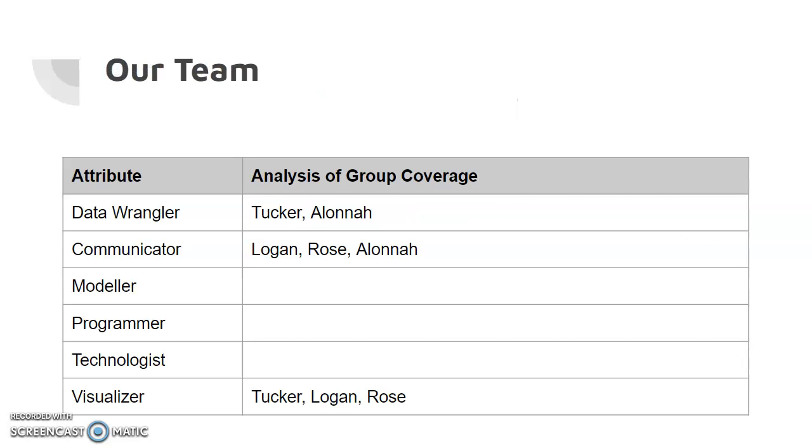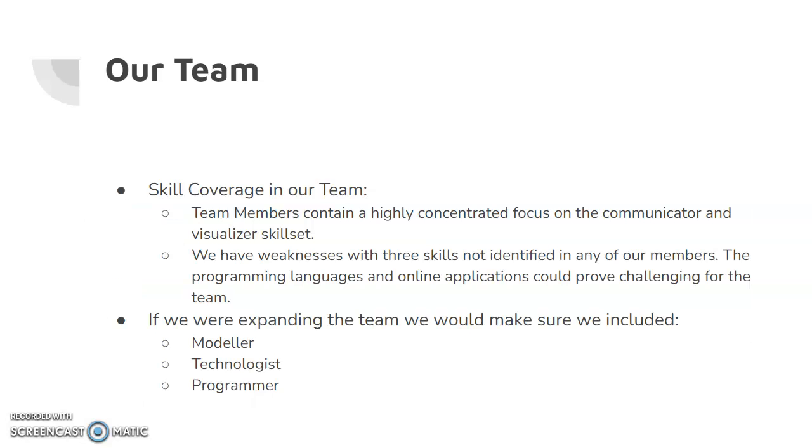So this is our team, what we have identified as our strongest attributes and the individuals containing those. So as you can see, there are 3 attributes without a member of the group listed beside it. So in regards to skill coverage, we do have team members that contain a highly concentrated focus on the communicator and visualizer skill set. As you can see, 3 of our team members in both of those attributes rank themselves as having a very high level of proficiency with that attribute. So we do have a very high focus of those skills.